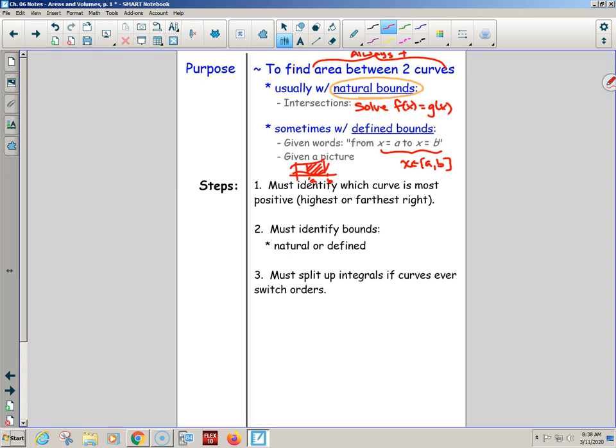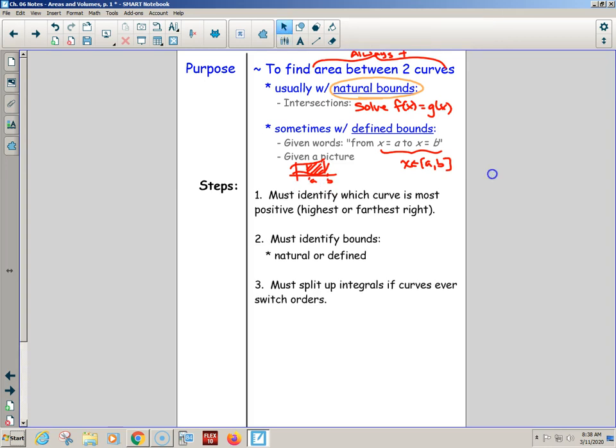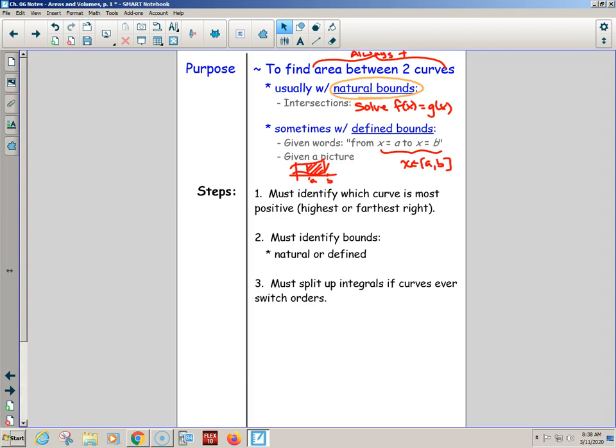But these steps are basically helping us know how to set up an integral. We're going to be subtracting almost every time in some way, shape, or form. The hardest part is going to be probably 2 and 3. In that, number 1 says I have to figure out who is most positive, highest, or farthest to put first in my subtraction.